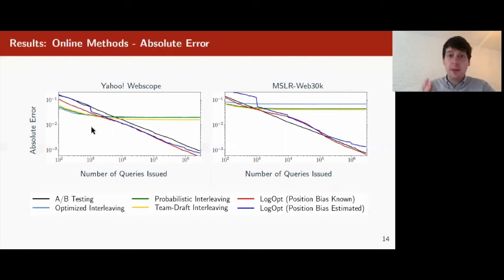So LogOpt seems to be, on the Yahoo dataset, more than twice as data efficient. It needs half the amount of data to get the same error. On MSLR, it's not as clear, but it's still comparable. So it's at least as efficient as A/B testing. And on the Yahoo dataset, it seems to be much more efficient.